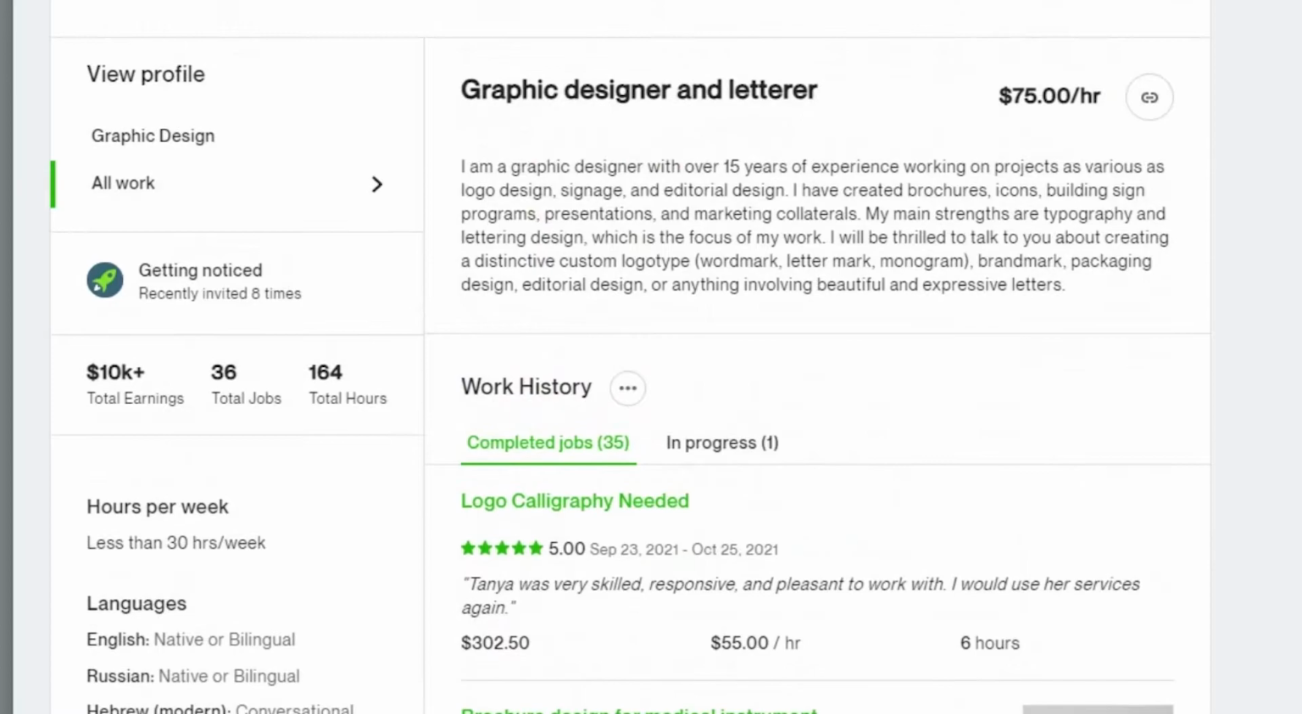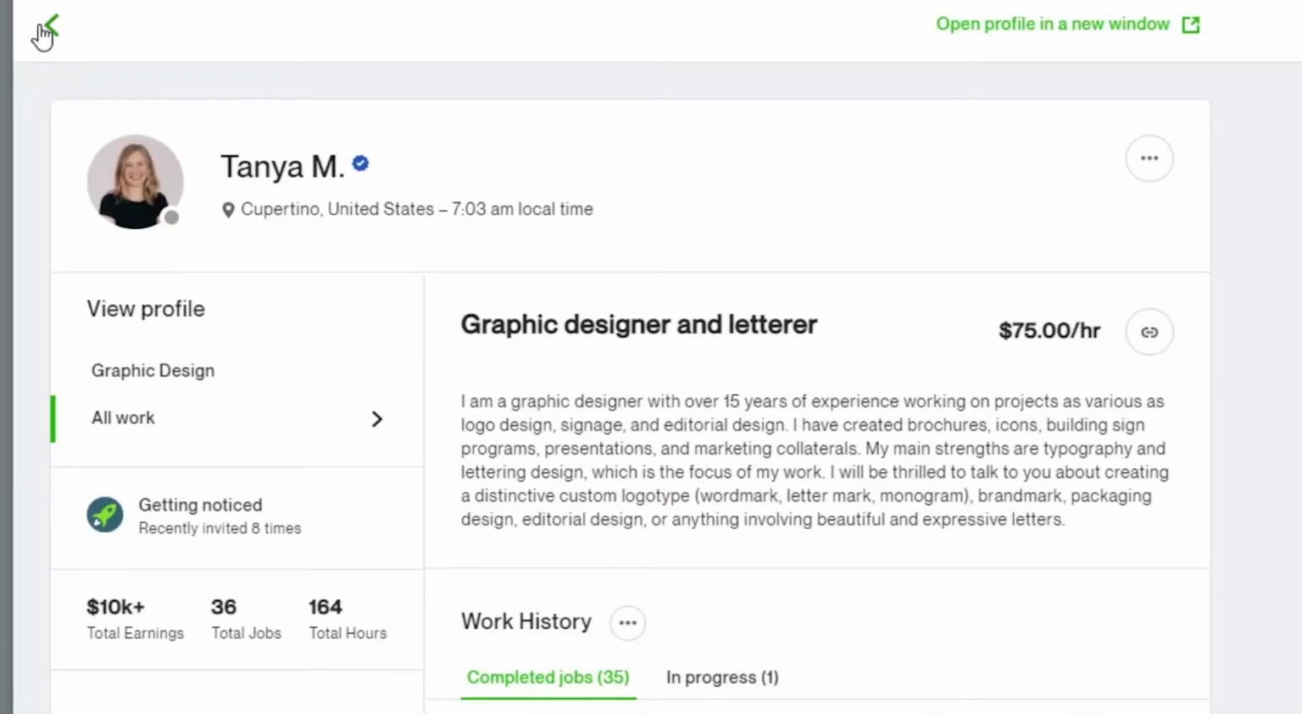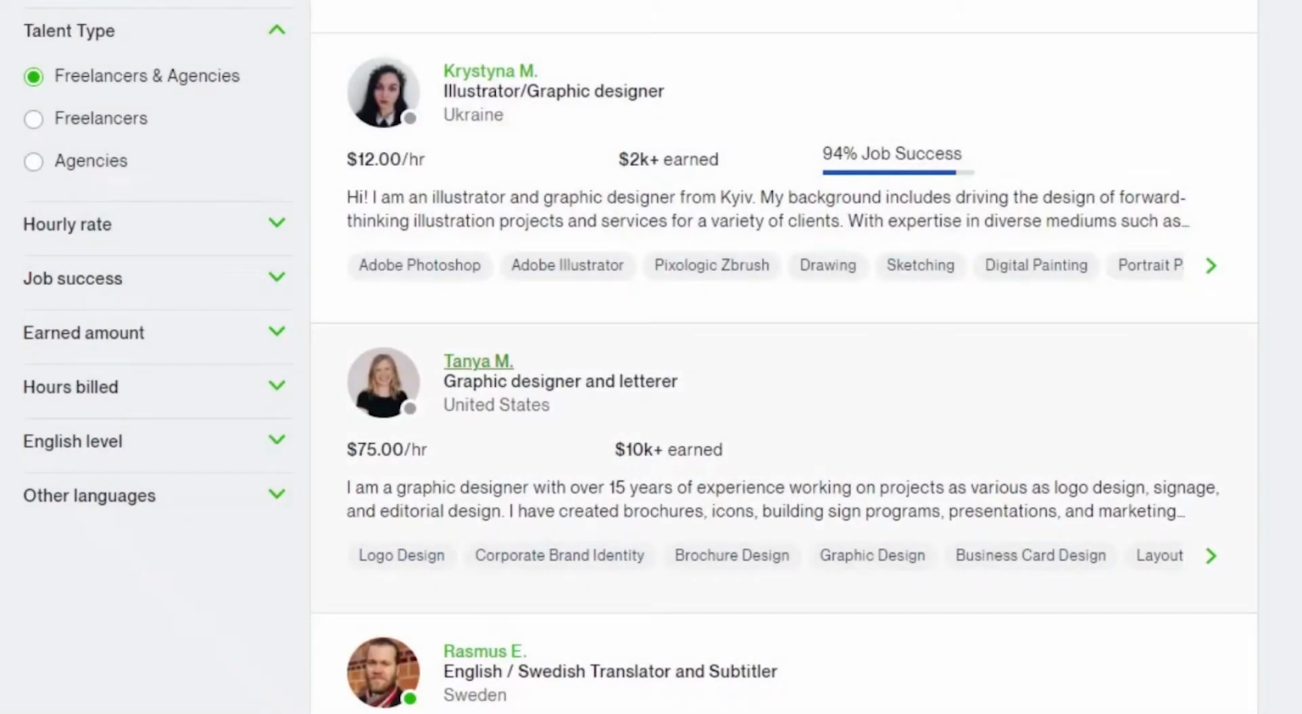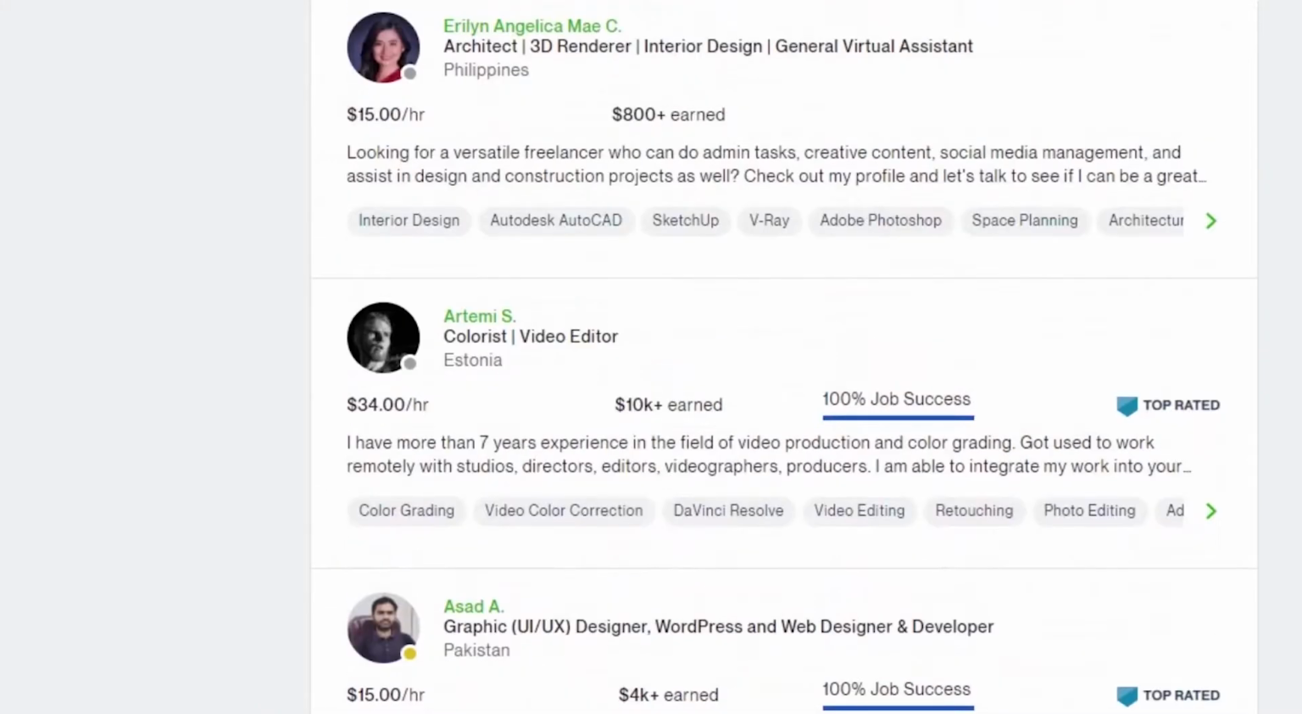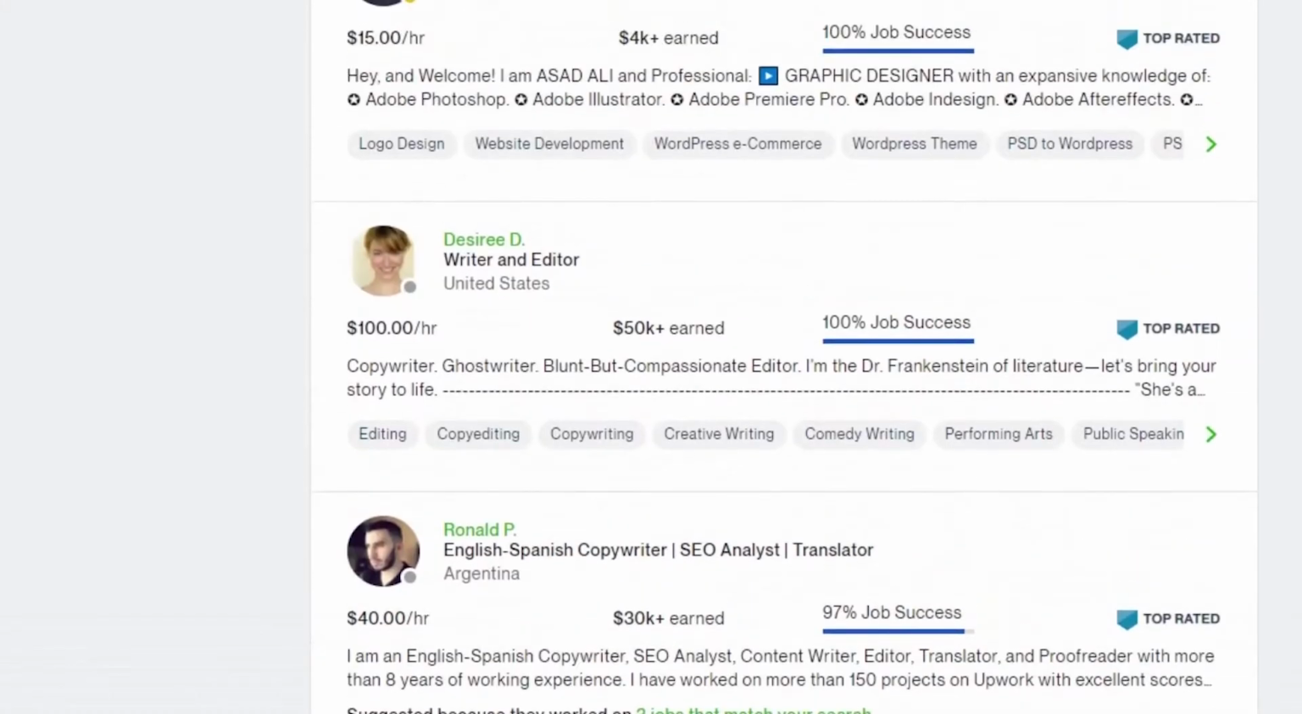So whenever you're sending a proposal to your client on Upwork, make sure that your proposal says a lot about them, offers them a freelancer that they are looking for. Use the word you in your proposal.